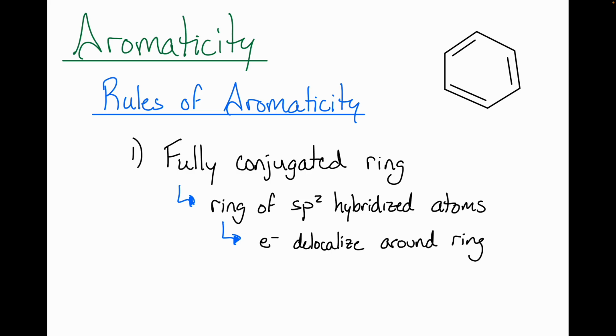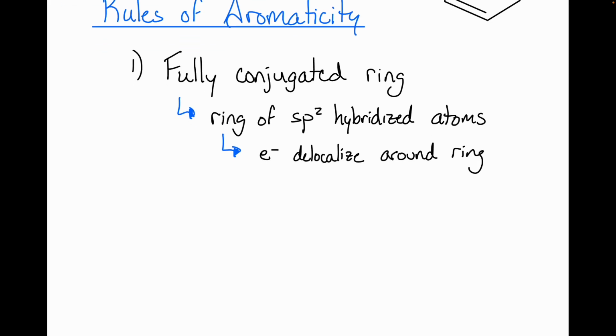And now it's kind of like conjugation on crack, right? Because it's not just in a line, but they can go around the entire ring here. So that's one of the main features we're going to see about aromatic molecules, is that they are very stable molecules. And that checks out just based on what we discussed last chapter, right? About these conjugated pi bonds.